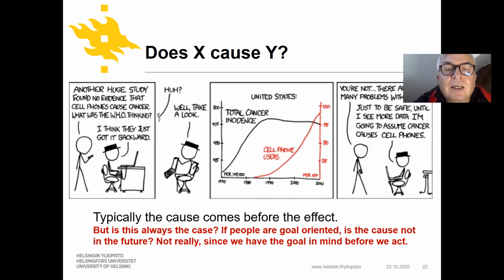Typically, however, we need to think about it in this way, that the cause comes before the effect. But just to make you think, and this is something you can discuss on our Moodle platform also, can you think of contrary examples where something that is happening later causes what is happening before? The cause comes after the effect.